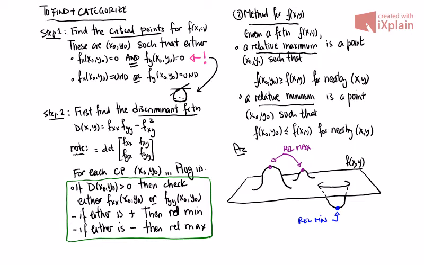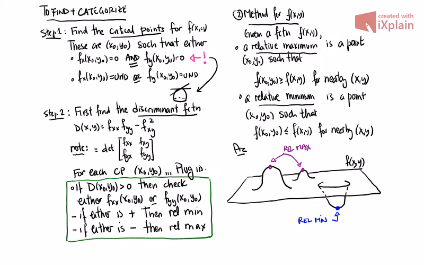But I want to make a comment here before we go further, because this might bother you. You might look at this and say, well, what if one of them is positive and the other one is negative, right? Like could it be that f sub xx is positive and f sub yy is negative? And the answer is no. And the way to see this is as follows.